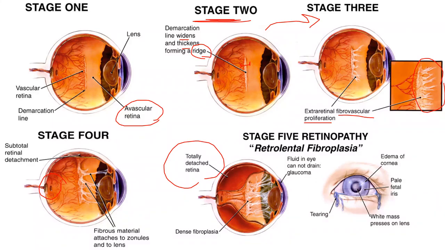This was the old name. It was thought before that this was a mass behind the lens, and this mass would cause a whitish color. It was thought in the beginning that it was a tumor, a retinoblastoma, or a mass behind the lens. So that's why it's called retrolental fibrodysplasia. But this term is maybe not used now. It's just stage 5 ROP. So let's see this in actual cases.